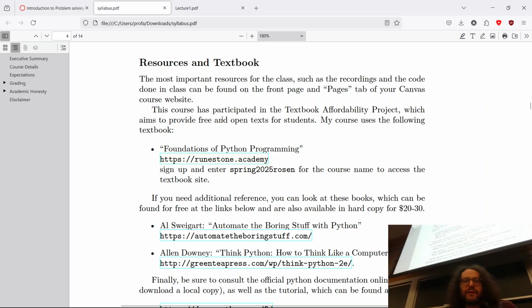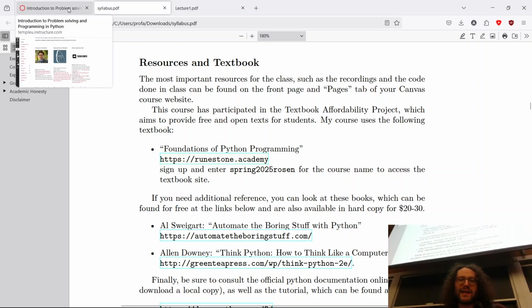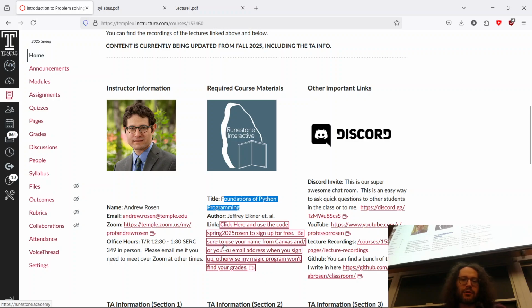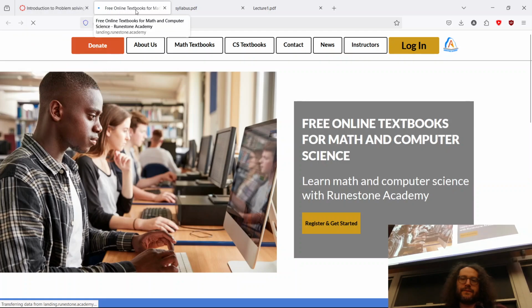So the most important resource for the class is the textbook. It's Foundations of Python Programming on Runestone Academy. What you do is you click on this link or go directly to runestone.academy.